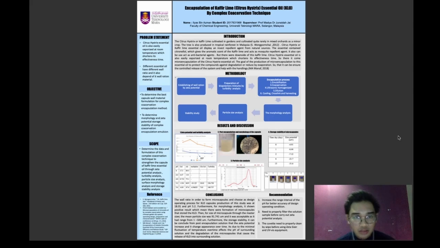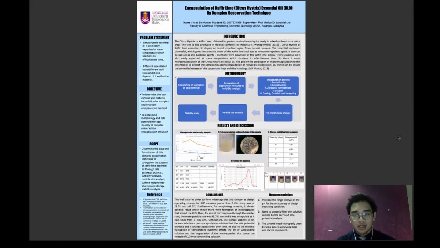I will start my presentation with the definition of kaffir lime. What is kaffir lime actually? Kaffir lime is a type of fruit from a tree that has been cultivated in gardens and also, quite rarely, in mixed orchards as a minor crop. This type of tree has also been produced in tropical rainforests in Malaysia. Most Malaysians call this fruit lima purut in Malay, and the scientific name for kaffir lime is Citrus hystrix.